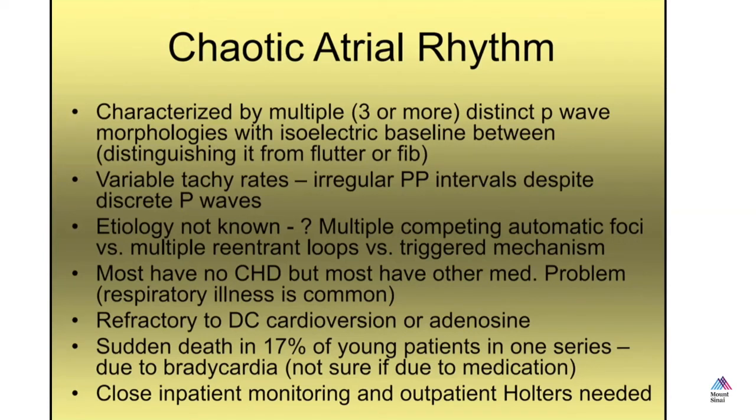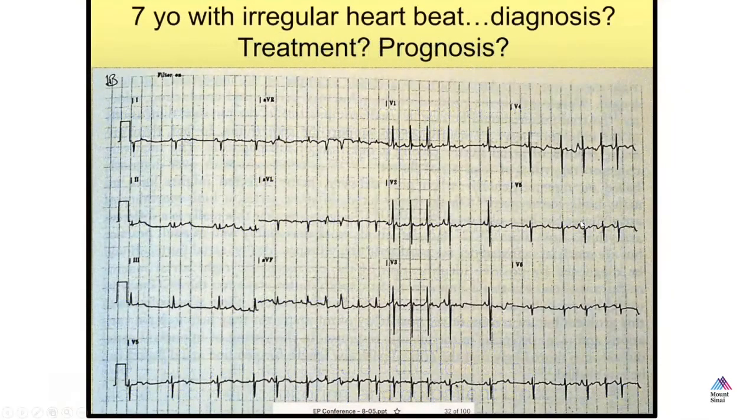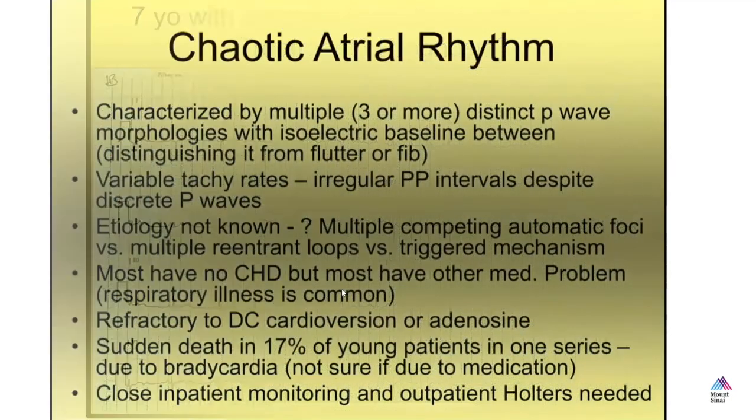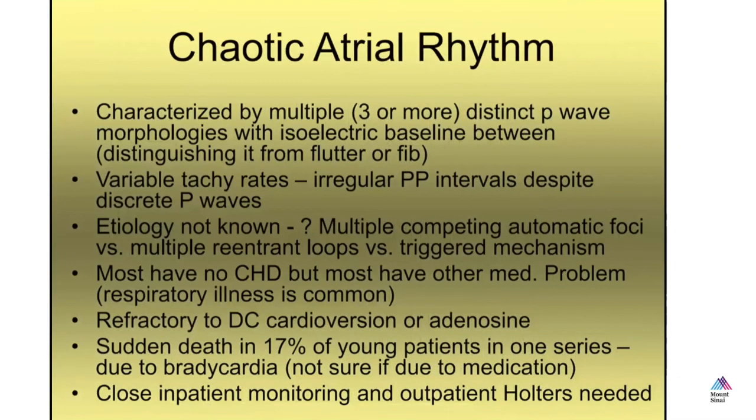So that's how you distinguish it from fib or flutter, right? If this were fib or flutter, we would see lots of P waves throughout the entire tracing, but I think we would agree that there certainly are periods where we see what appears to clearly be a clean baseline without evidence for fib. There's often variable tachycardia rates with an irregular P to P interval despite discrete P waves. And we don't really know why people get this arrhythmia, but typically it's multiple competing automatic foci, could be reentrant loops, it could be a triggered mechanism. Nobody really knows the exact etiology electrophysiologically.